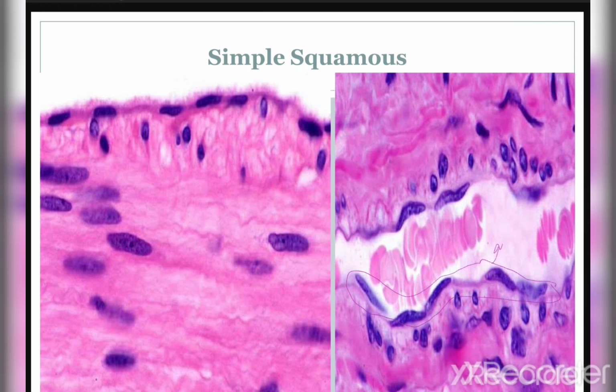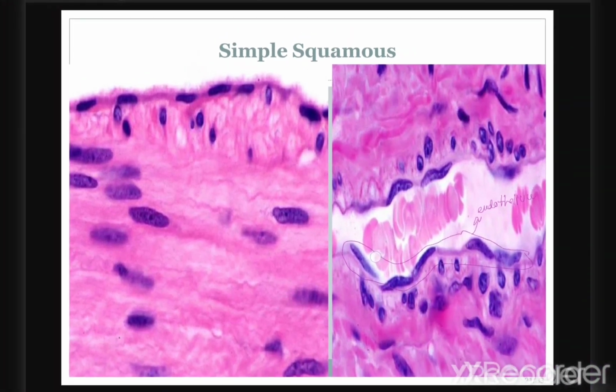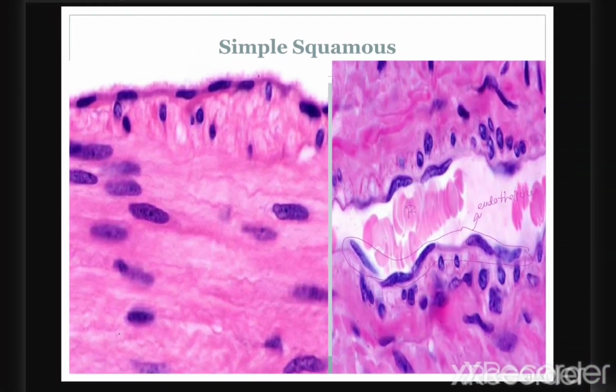The capillary can also be cut laterally or sagittally, so this is a longitudinal section. You can see the wall of the capillary, the empty space, and the RBCs inside it. The walls are lined by the endothelial cells. These flat nuclei are the nuclei of the simple squamous epithelium.